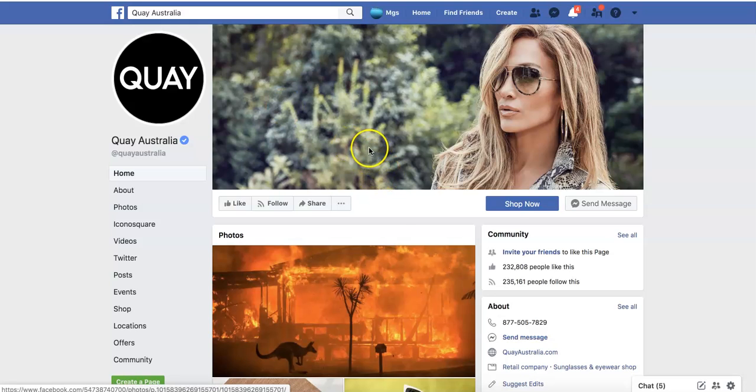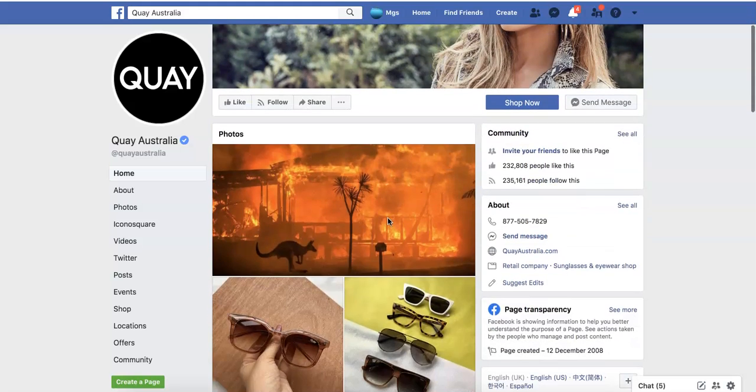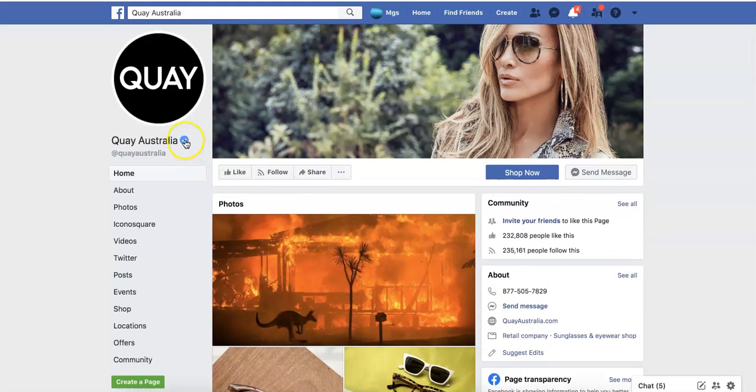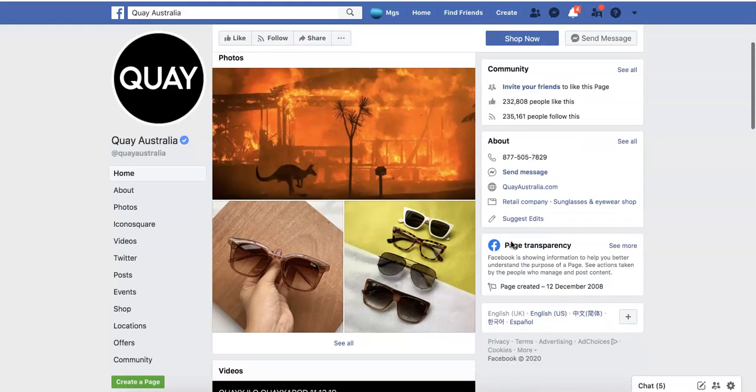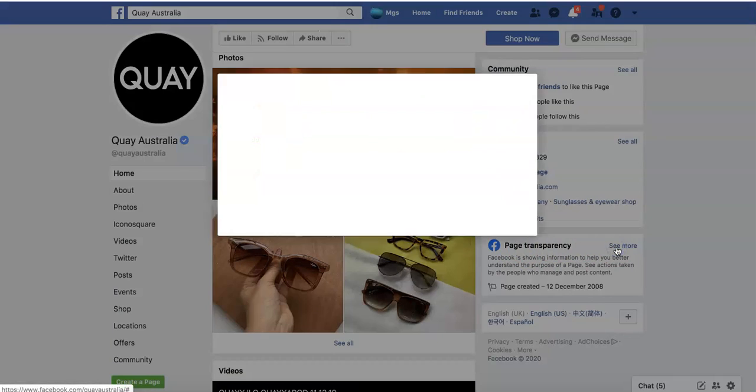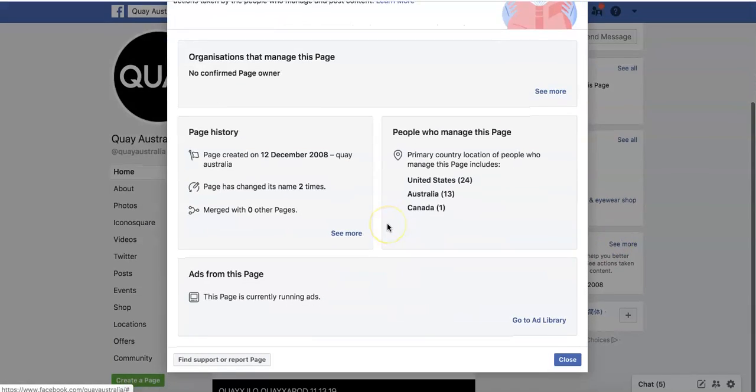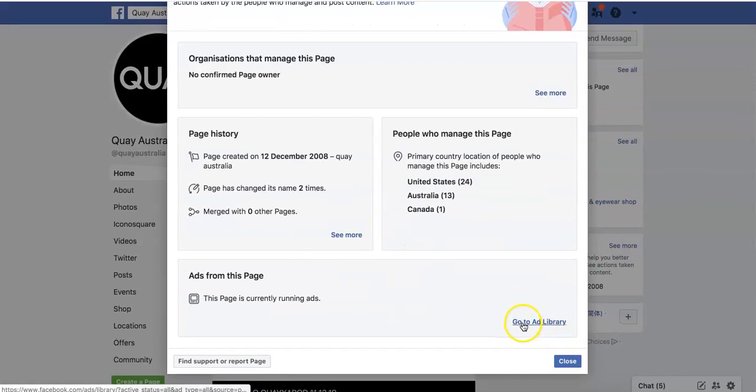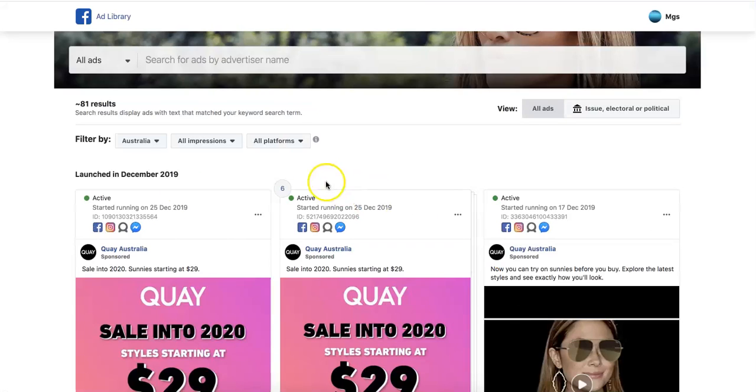Okay, so let's dig into what's happening right now on their page. First of all, I want to come to their page and make sure I'm on the right one. The blue tick's there, so that's good. They've got 232,000 followers. That's perfect. Okay, what we want to do here is go to page transparency. Once we hit page transparency, click see more, and then come down to the bottom here and go to ad library.